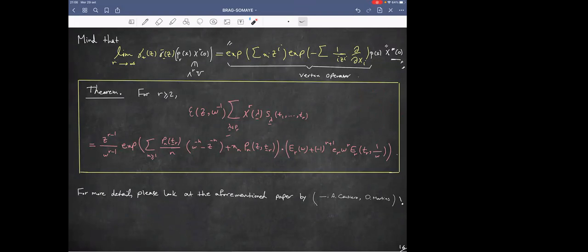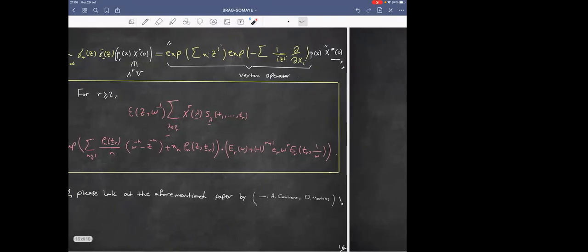Instead of acting on one basis element, we consider the generating function. And using some non-trivial techniques, we obtain that the action is the expression you are seeing here. For more detail, please look at the aforementioned paper by me, Andre Contiero, and David Martins, because if I want to go into the detail, I cannot stay within 40 minutes, I think. And that's all.